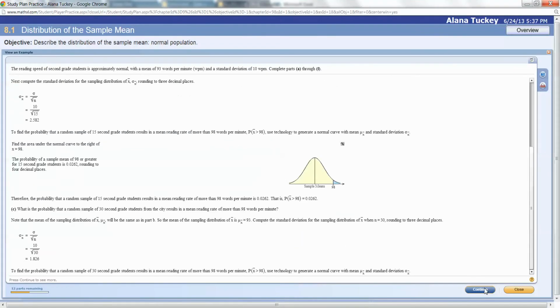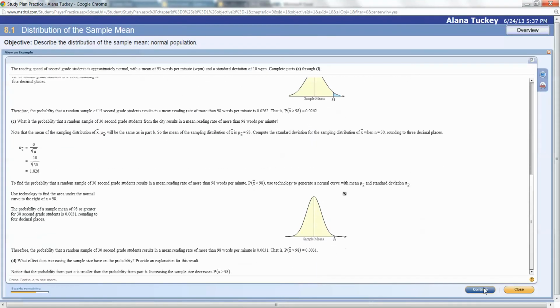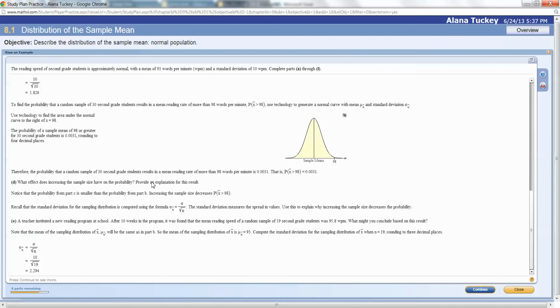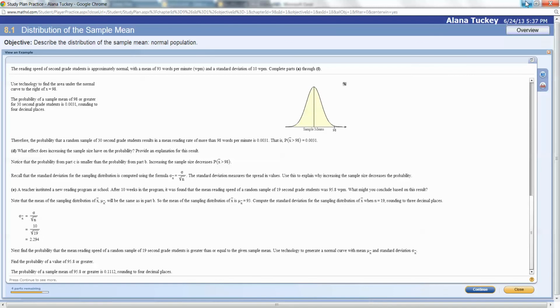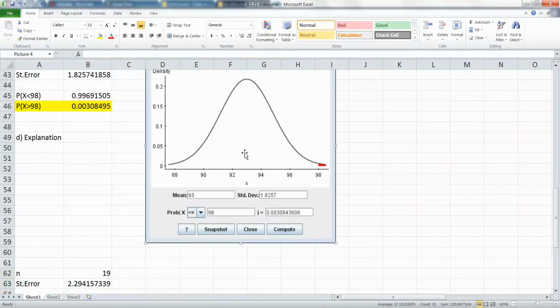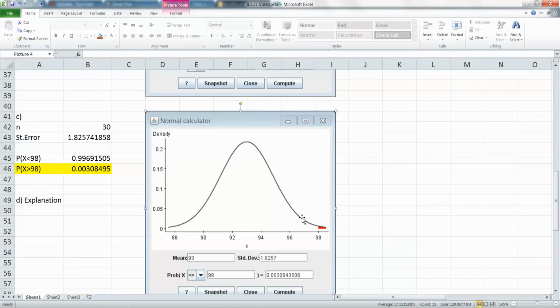We're done with B, we're done with C. There it is. What effect did increasing the sample size have on the probability? Provide an explanation. Well, you hopefully can see it, but as your sample size got larger, which is this guy down here, right? 98 was further away from that mean. The reason being because your spread changed. If you lower your spread to 1.8, then being 1.8 away is being 1 standard deviation away.